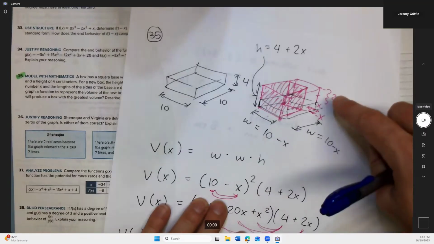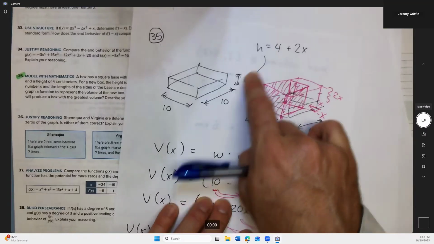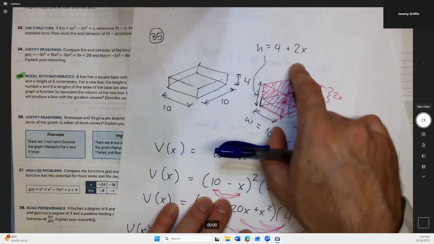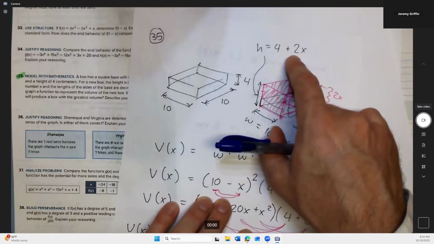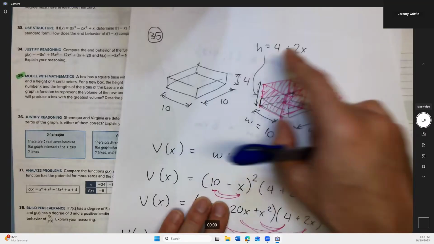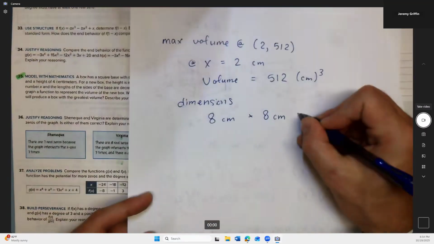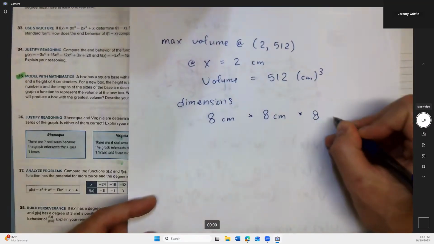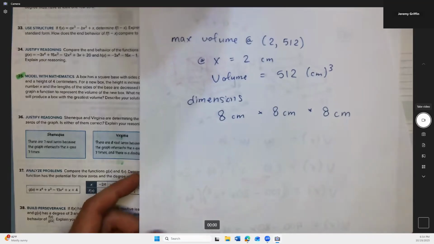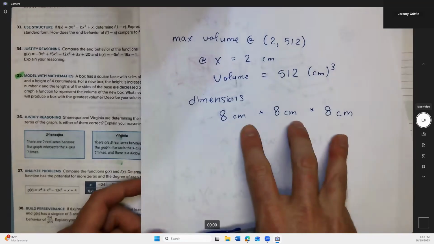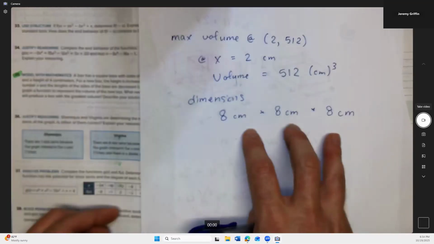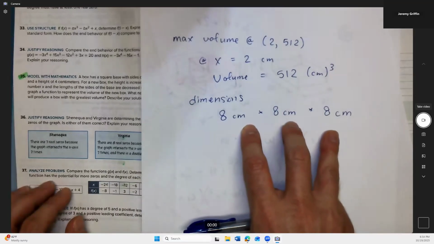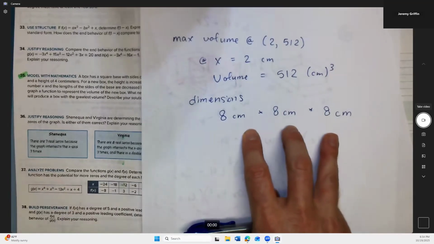And the top, remember, the top started as 4, we're adding 2x. So if x is 2, 2 times 2 is 4, plus that 4 is 8. Oh, I should have guessed that ahead of time, because look at that, it actually makes a perfect cube. Guys, if you want to maximize the volume of your box, it has to be a cube shape. Actually, the answer was always a perfect cube. You should have known that from the outset.